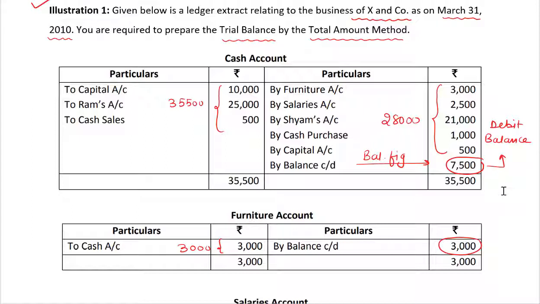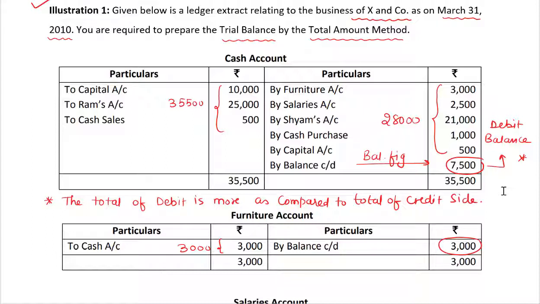Why debit balance? Because the total of the debit side is more as compared to the total of the credit side. I believe it must be clear.